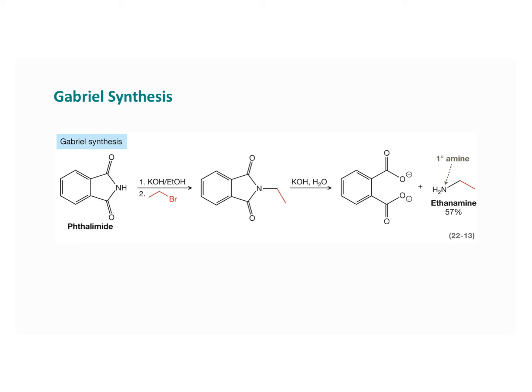Subsequent hydrolysis then frees this to be a primary amine. So it turns this alkyl halide into a primary amine, and you use this reagent every time to do it. Okay, so if we want to think of it that way. So let's look at the mechanism of this.